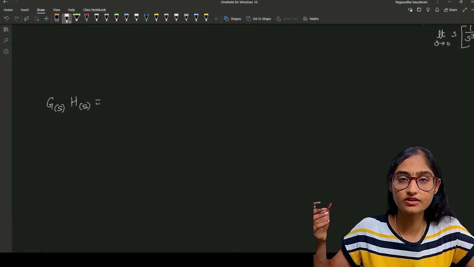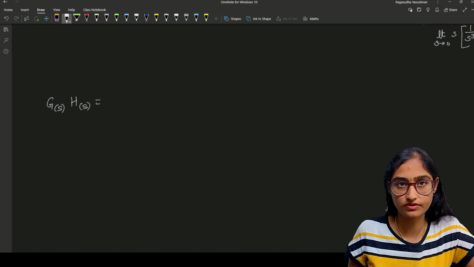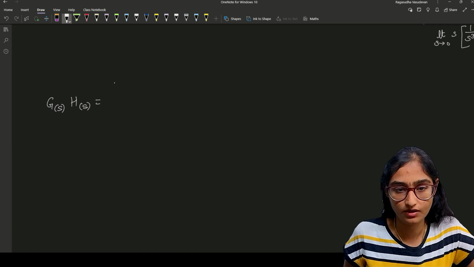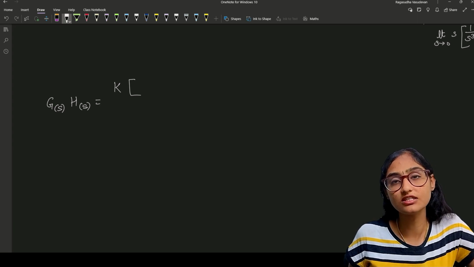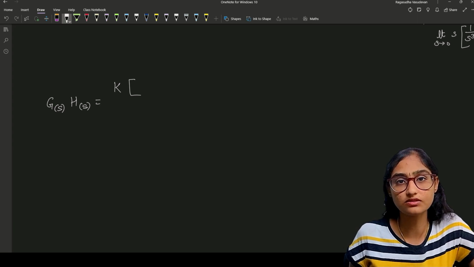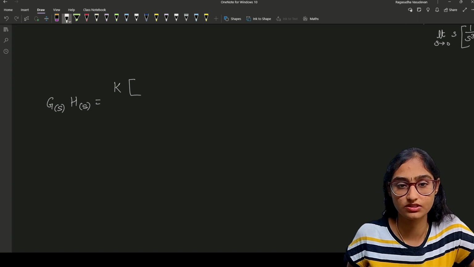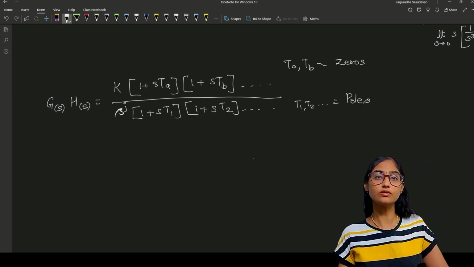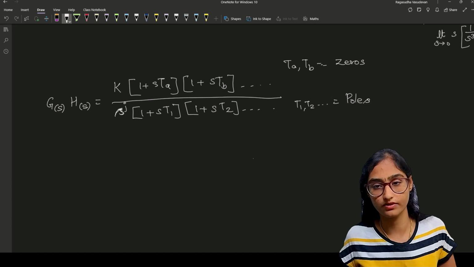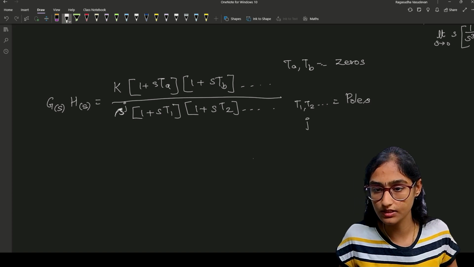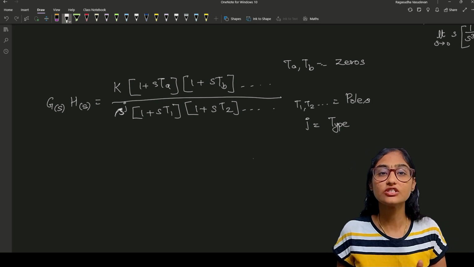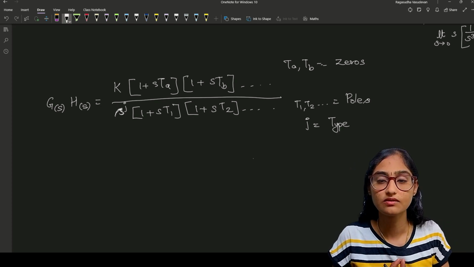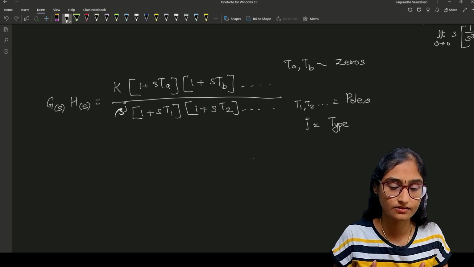We'll put forward the denominator term G(S) H(S) in a time constant form. We call this form time constants because it is easier for us to find out the poles and zeros from this format of equations. Okay, about zeros and poles we'll talk about in a separate video. So what is J? J is called the type of the system. For various system types we will analyze what is going to be the value of this error.